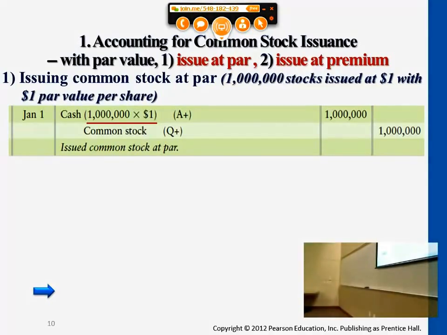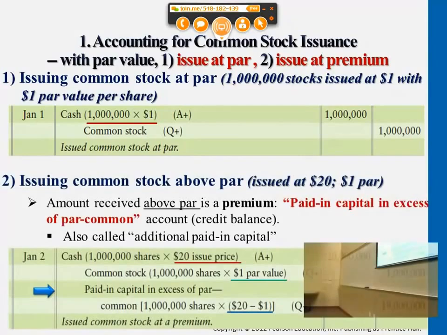Okay, if we move on to the second case, let's say now we're not issuing at the par value, but at a dollar amount above the par value. So again, issue price may be different from the face value of the stock. Face value is just an arbitrary amount that the company designates to the stock, so oftentimes it's at a very minimum level.